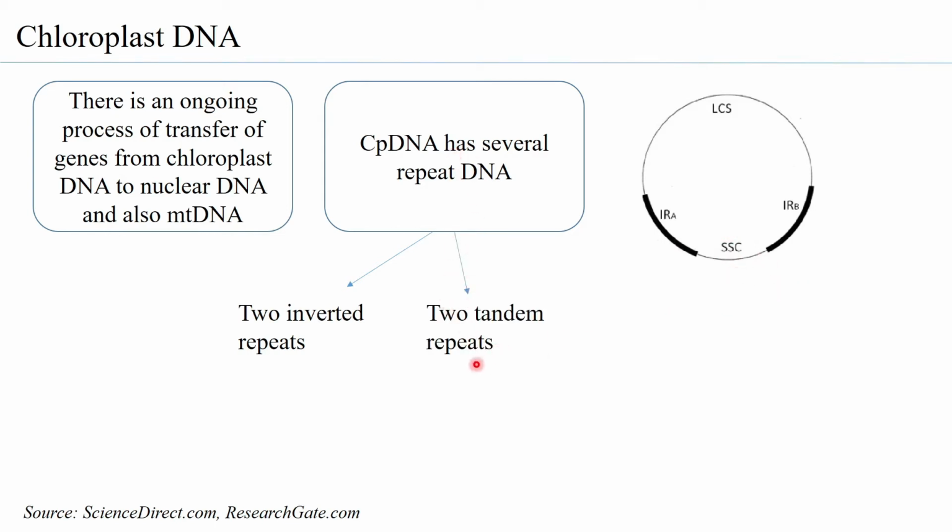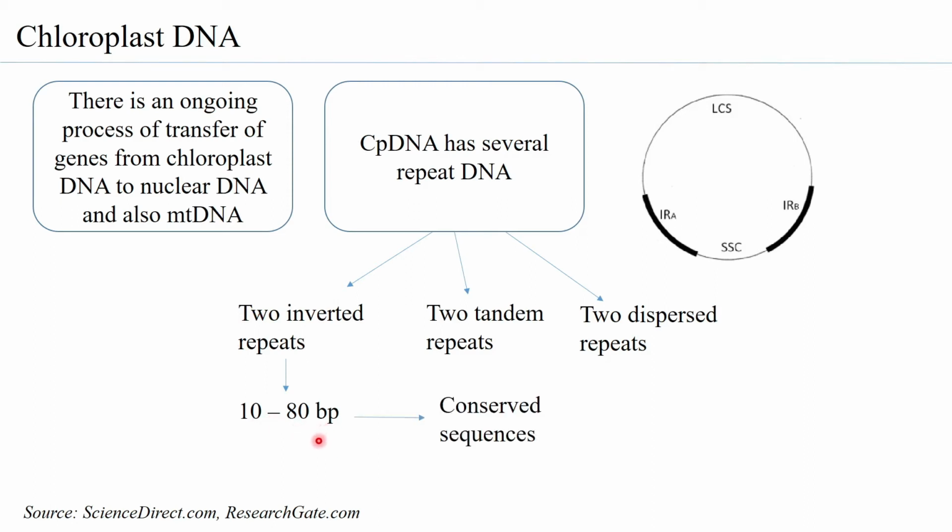There are also 2 tandem repeats. So, tandem repeats is, if you have a repeat sequence here, you have a second repeat sequence here, and the third and the fourth. So, it keeps repeating almost immediately. Then you have 2 dispersed repeats, that is, they are present anywhere. Now, these 2 inverted repeats have been studied a lot, and it seems to be anywhere between 10 to 80 base pairs and more also sometimes.